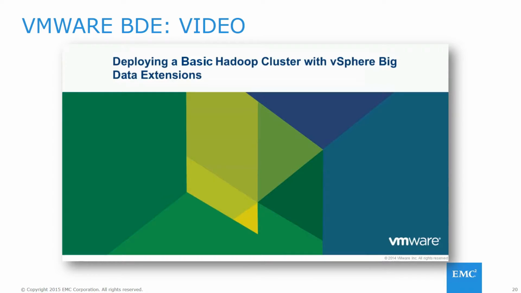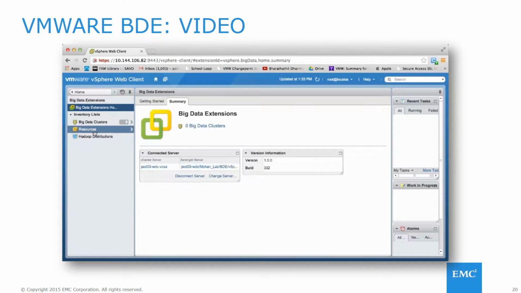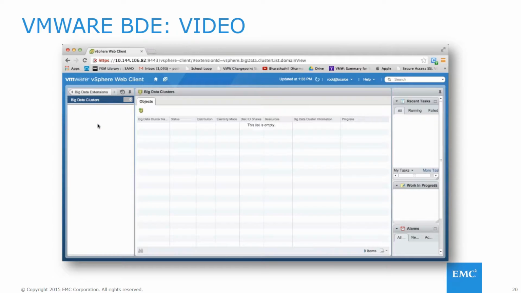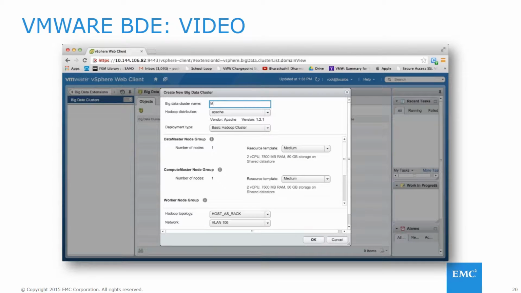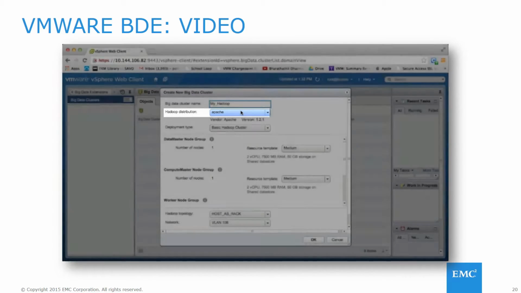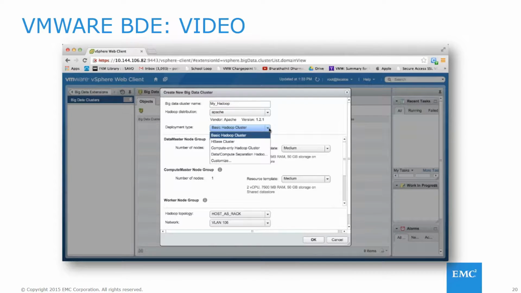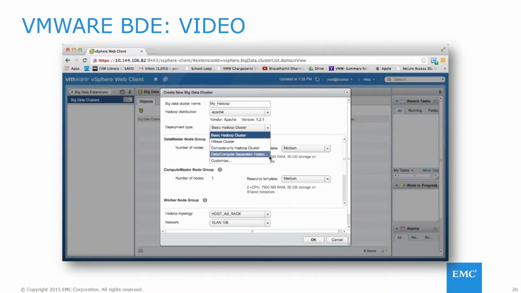Begin by logging into the vCenter web client and go to Big Data Extensions. Select Big Data Clusters and click on the Add Cluster icon to create a new Hadoop cluster. Assign a name to the cluster and select the distribution type. Apache is chosen as the distribution for this cluster. Then choose the type of cluster for deployment. There are multiple options available. We choose the basic Hadoop cluster for this demonstration.